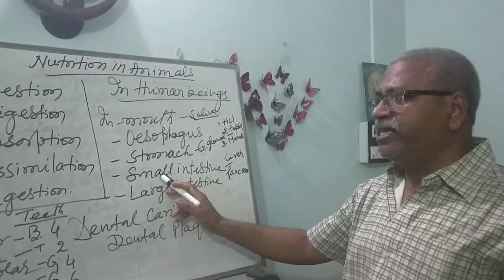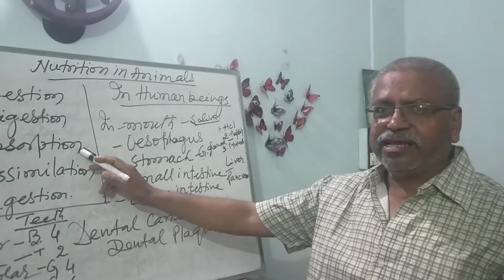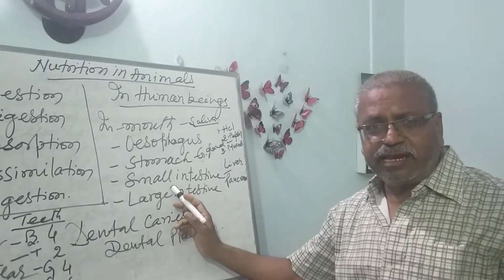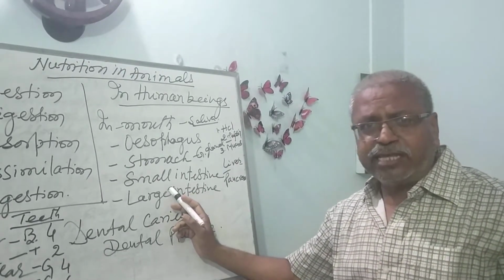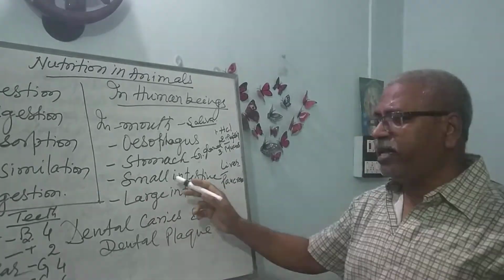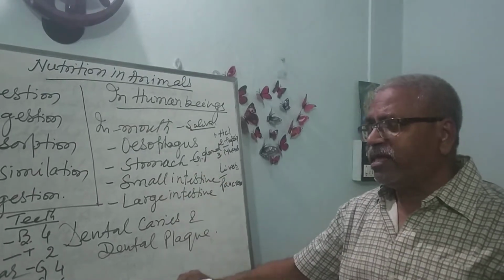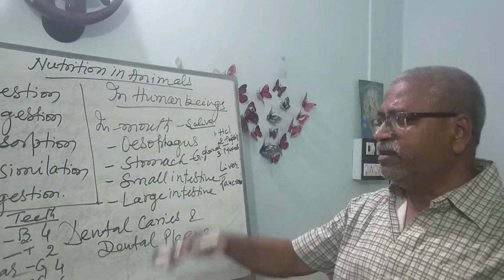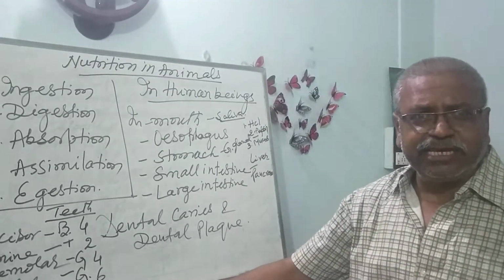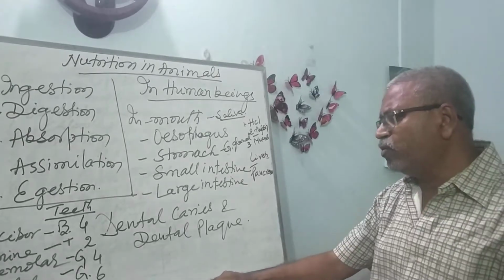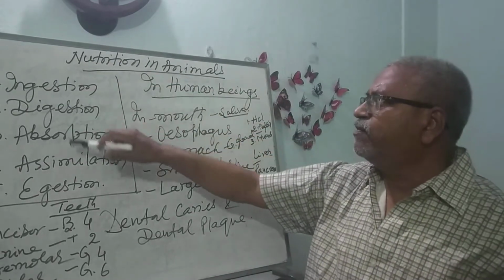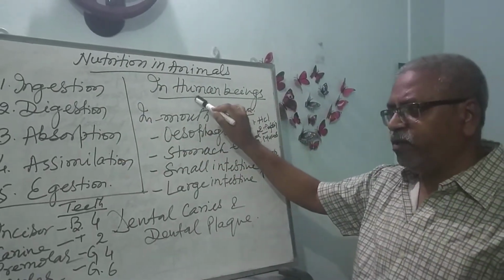And after digestion, absorption starts in the small intestine. A large number of villi absorb the digested food, and the blood carries it to the cells where it is assimilated to provide energy and constituent materials of the protoplasm. In this way, the whole process of nutrition is completed in human being.